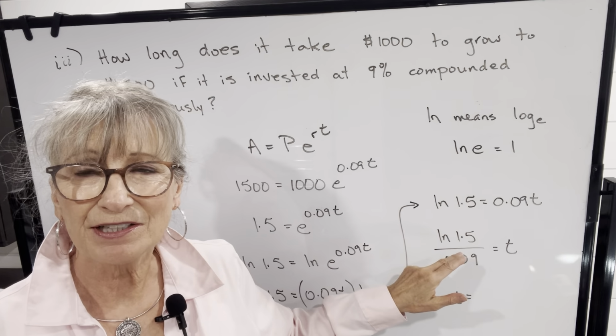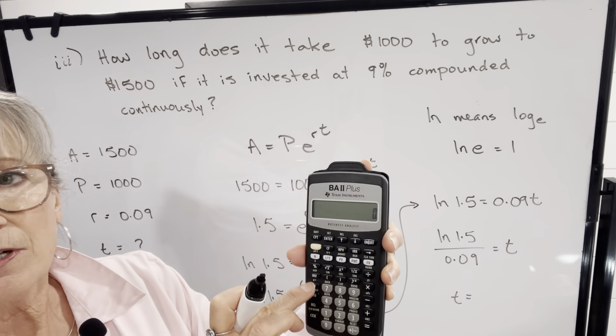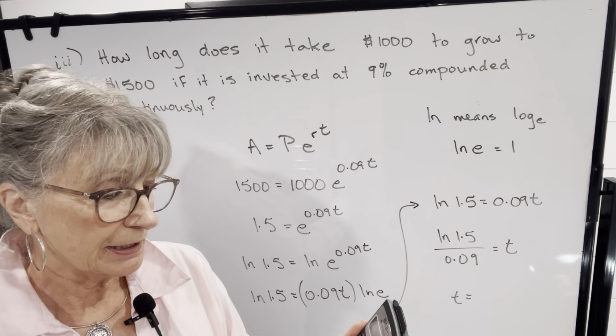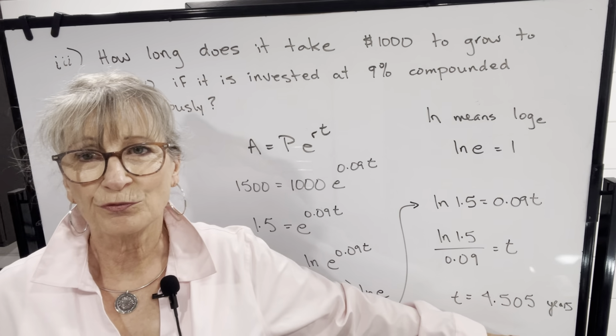Now in order to solve for t, I'm going to divide both sides by 0.09. And in order to calculate this, we're going to use our natural log function on our calculator, which is right here. So we're going to enter 1.5 natural log divide by 0.09, and we get 4.505 years.